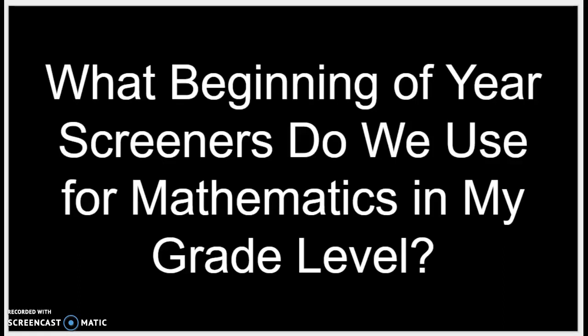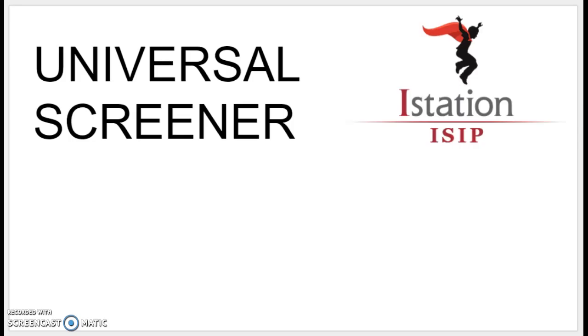Welcome to the video that answers the question, what beginning of year screeners do we use for mathematics in my grade level? Our universal screener in GCISD is the iStation ISIP for both reading and math. The iStation ISIP for math provides tiering information from a single score. Students take this assessment online, so it can be given to the whole class at one time.